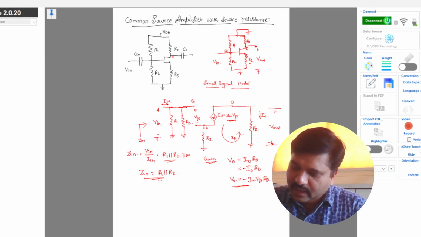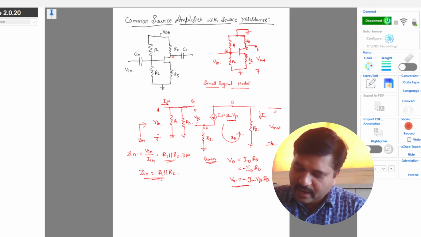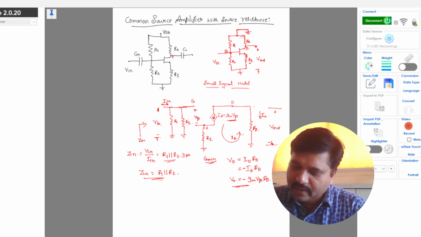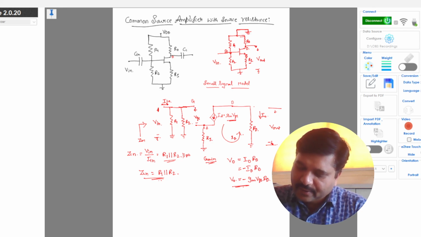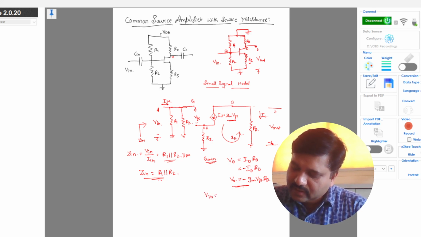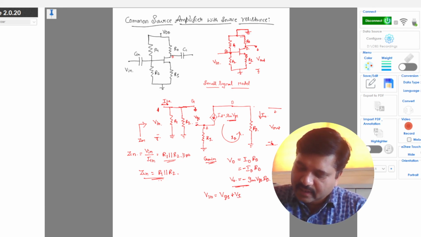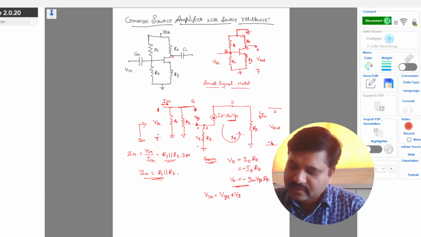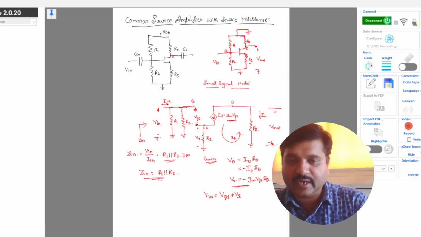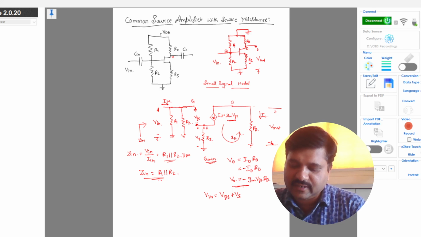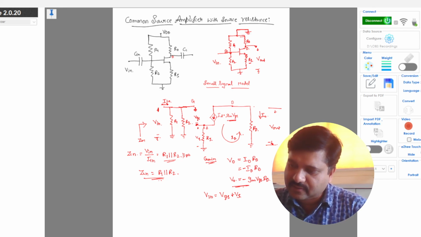So consider the input side. Here on the input side we have the voltage from the gate terminal to ground. So from the input side you can say that Vin, from gate to ground, is nothing but VGS plus VS. From here to here it is VGS, and from here to here it is VS. That is the voltage, Vin, distributed across these two branches: VGS and the resistance RS, right?